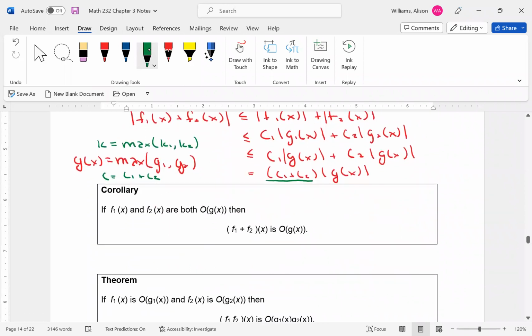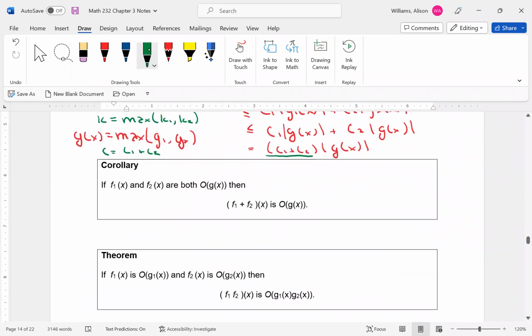Okay, and then I just included these two additional statements, which are kind of obvious when you look at them. The corollary says that if you have two functions that are both big O of the same g of x, then you can add them together, and that addition of functions is the big O of g of x as well. And then again, if you have two separate ones with two separate big O g of x's, you can multiply them together. We're not going to prove those. We'll go ahead and assume that they work and use them as we go through the homework.